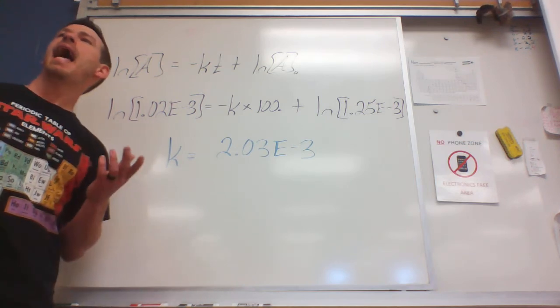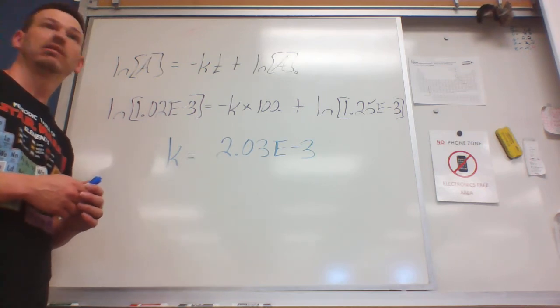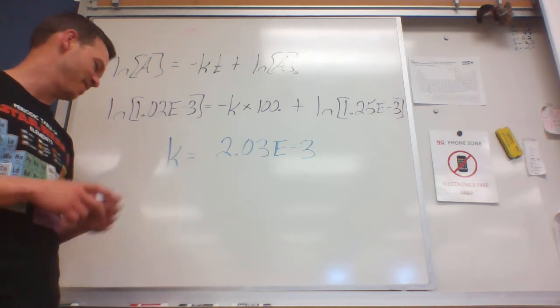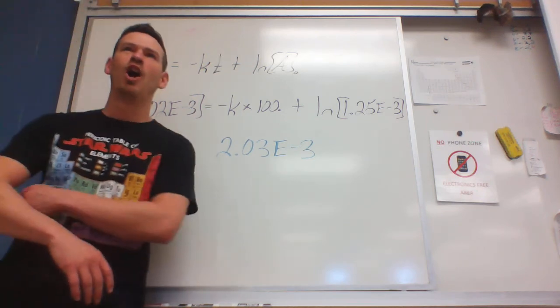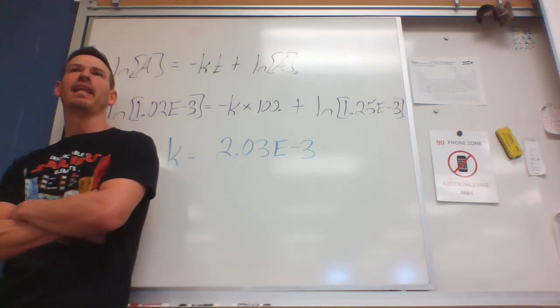To find the half-life, we would do what with that number? No, that number divided into 0.693. 0.693 divided by that would tell you how long half of the sample would last.